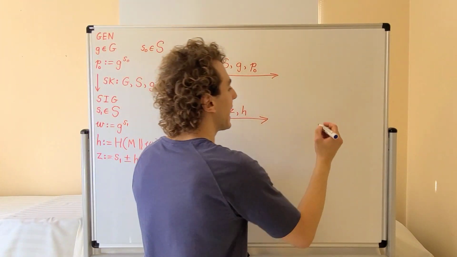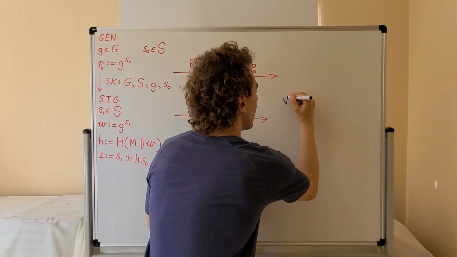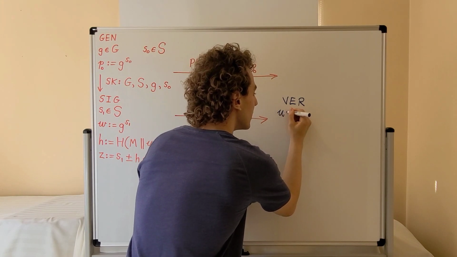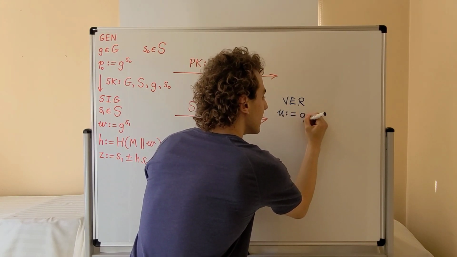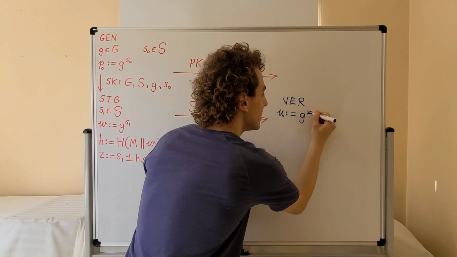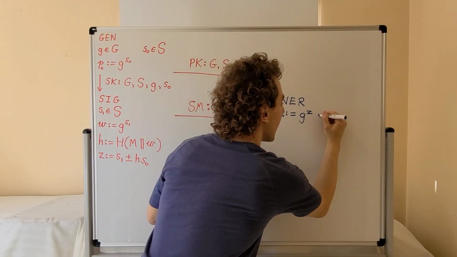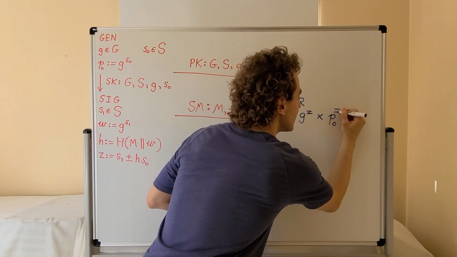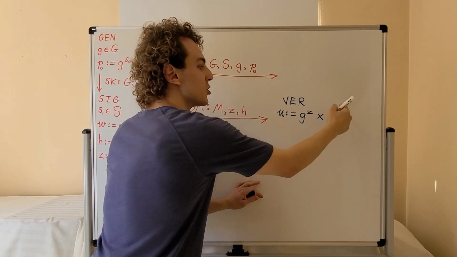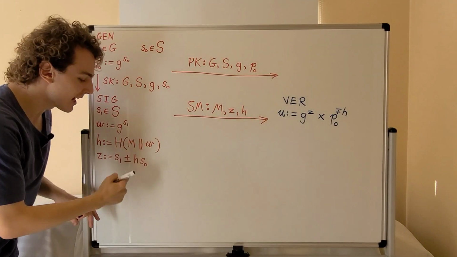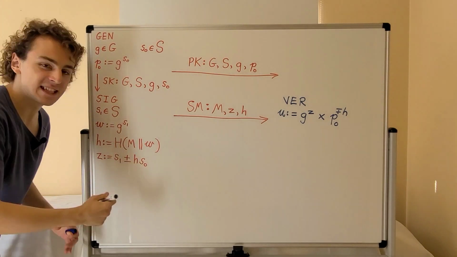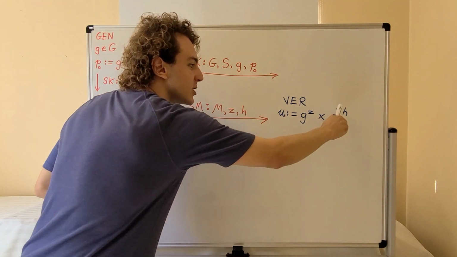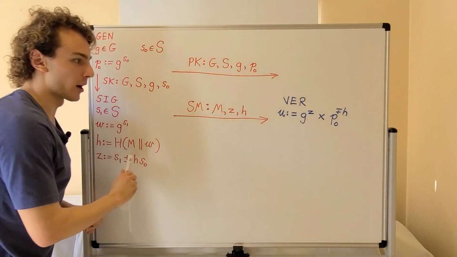So let's see how verification is going to work. We're going to have verification over here. Let's define U as G to the power of Z, so that's this Z over here, times P0 to the power of minus plus H. So here we have minus plus, that's the opposite sign to the sign that we have over here. This is a convention choice. Here we have plus minus, and over here we have minus plus. As long as the signs are opposite, this will work.